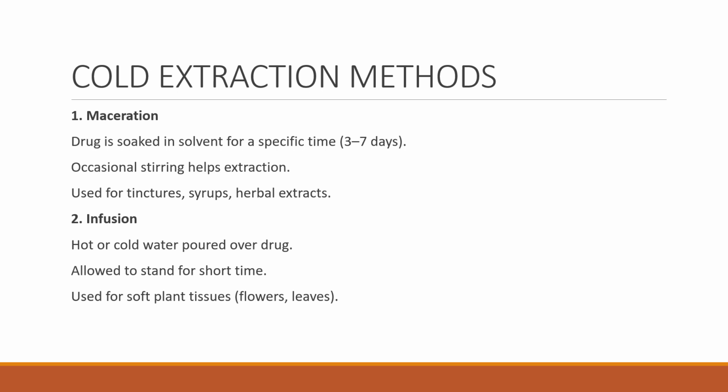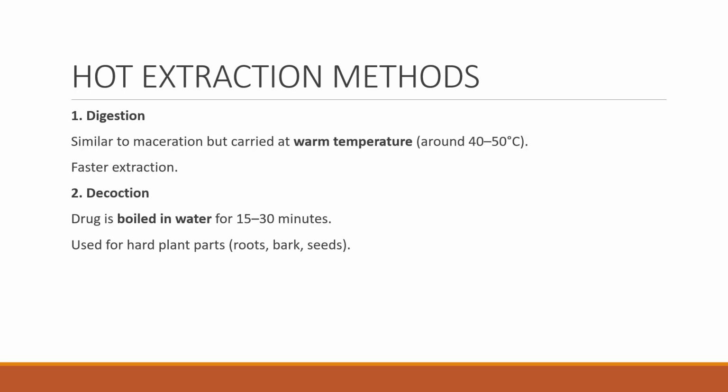Now let us move on to the hot extraction methods. Hot extraction includes digestion and decoction. Digestion is similar to maceration but carried out at a warm temperature of around 40 to 50 degrees Celsius. Decoction: in this method, the drug is boiled in water for 15 to 30 minutes. Decoction is used for very hard plant parts like roots, bark, and seeds. Hot extraction gives faster and more efficient results.